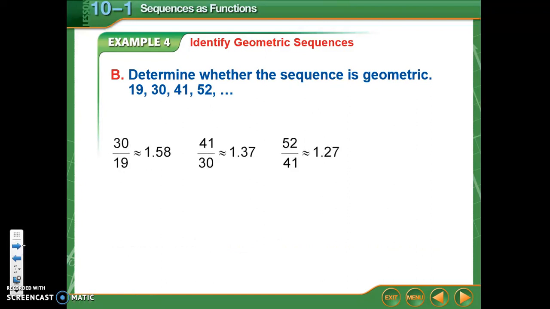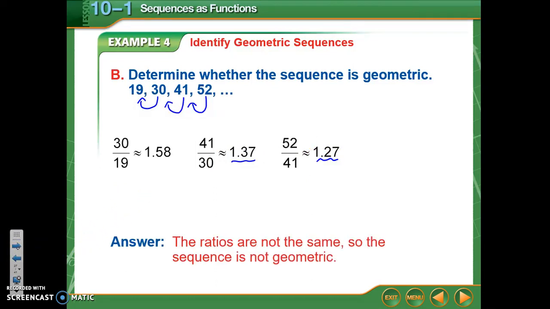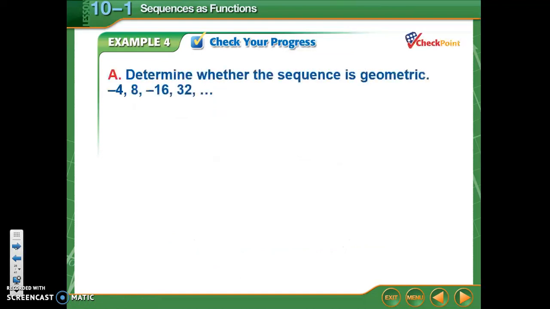All right, now if we check this one, if I do 30 divided by 19, I get about 1.58. 41 divided by 30 gives me something different, about 1.37. And 52 divided by 41 gives me something different again, 1.27. So this is not a geometric sequence. Okay, you guys try this one.